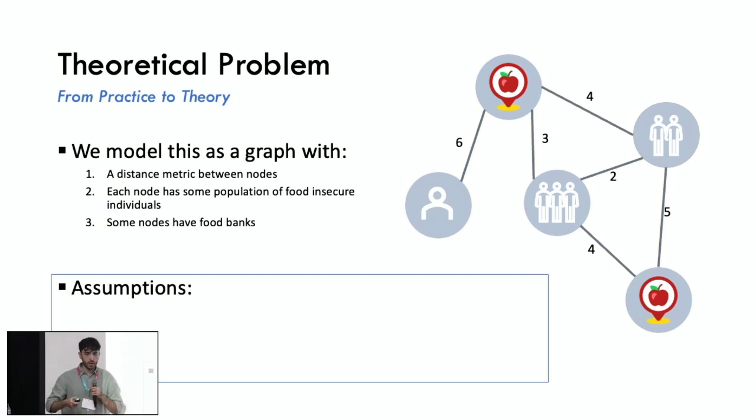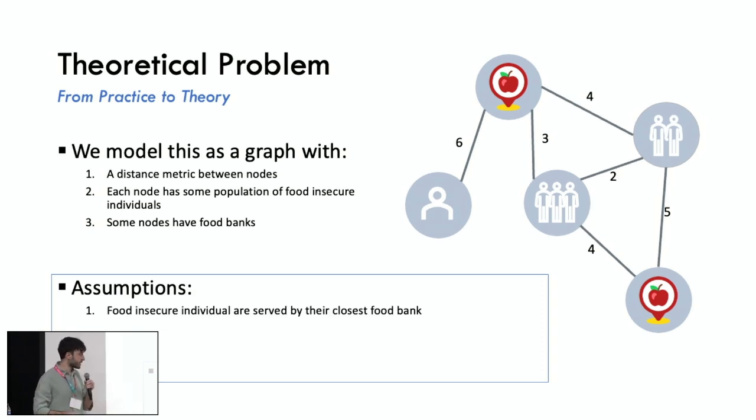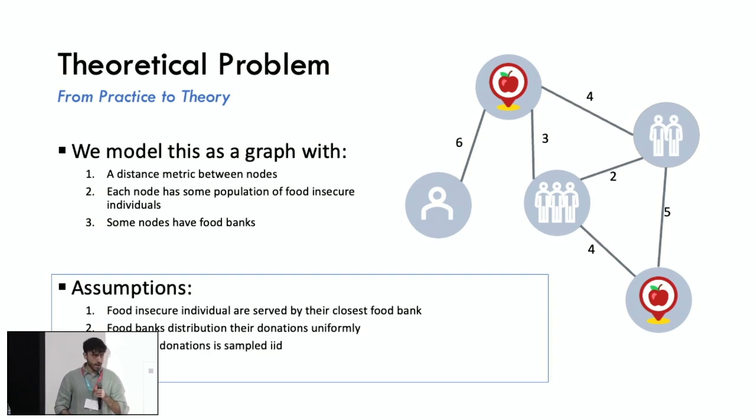In order to prove stuff, we have to make some assumptions, however those assumptions are grounded in real-life practice. The first assumption is that food insecure individuals are being served by the food banks that are closest to them. The second assumption is that the food banks distribute uniformly the donations that they get to the food insecure individuals that they serve. And the third assumption is that the weight of the donations will come from some distribution.